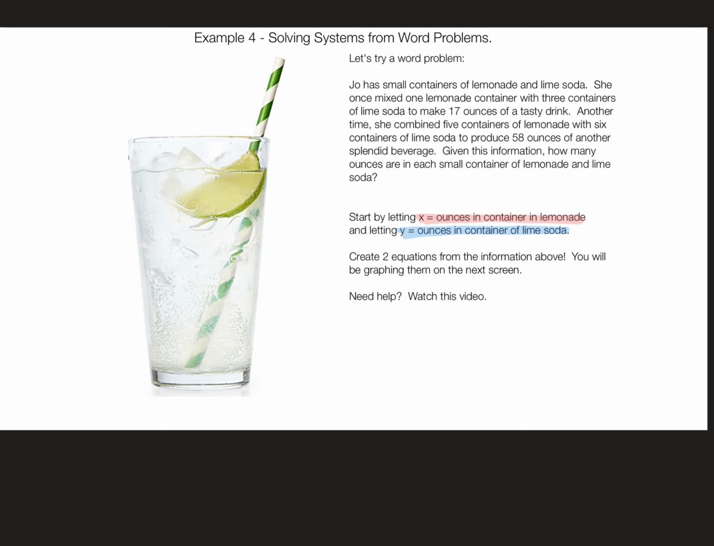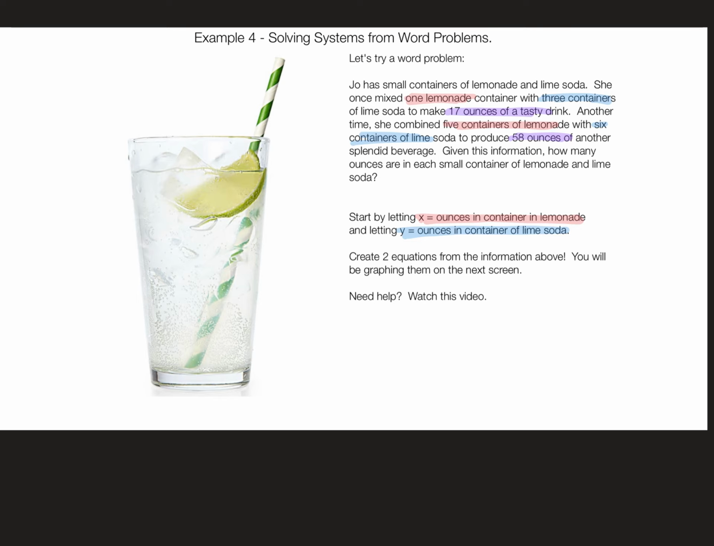So what we know, I'm just going to highlight some information above, is that in the lemonade, she mixed 1 lemonade container with 3 containers of lime soda, and they got a total of 17 ounces. And then we did 5 containers of lemonade with 6 containers of lime to get a total of 58 ounces. So that's going to help us determine our 2 equations.